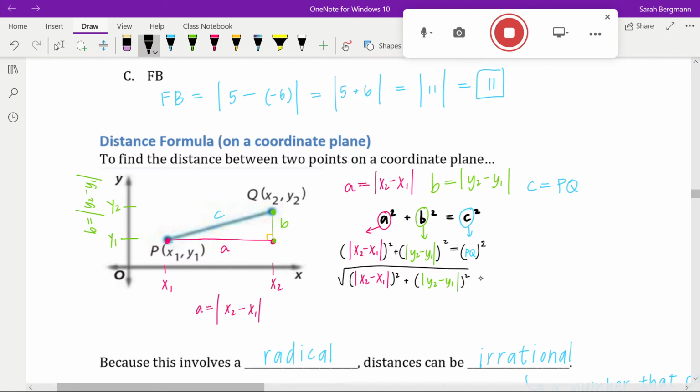Remember, when I square root both sides for a length of a segment or a triangle, it can never be negative, so I do not need to include the plus or minus in front of the square root. Okay, so now that I have PQ by itself, this looks great for distance formula. However, using both absolute value and squared is very repetitive. Anything that is squared is automatically going to be positive, so we do not need to take the absolute value of the number first. So we're going to rewrite this as our final answer for distance formula.